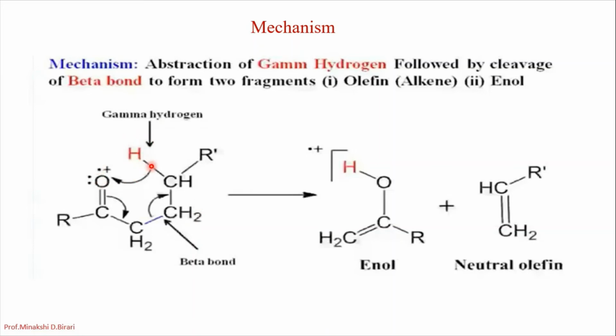We can observe here, this will be the gamma hydrogen, as we label the alpha, beta and gamma carbon. So to this gamma carbon, the hydrogen atom is present. Transfer of this gamma hydrogen occurs, followed by beta cleavage to form two fragments. One is the enol radical cation, and the second one is a neutral species, that is, a neutral olefin. So a very simple mechanism is involved in the McLafferty rearrangement.